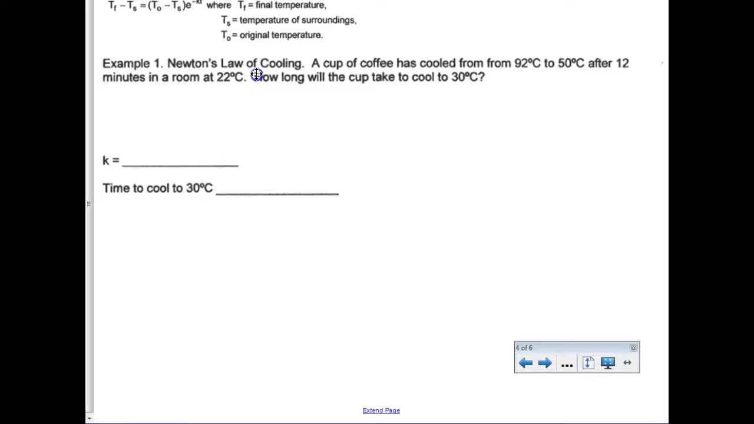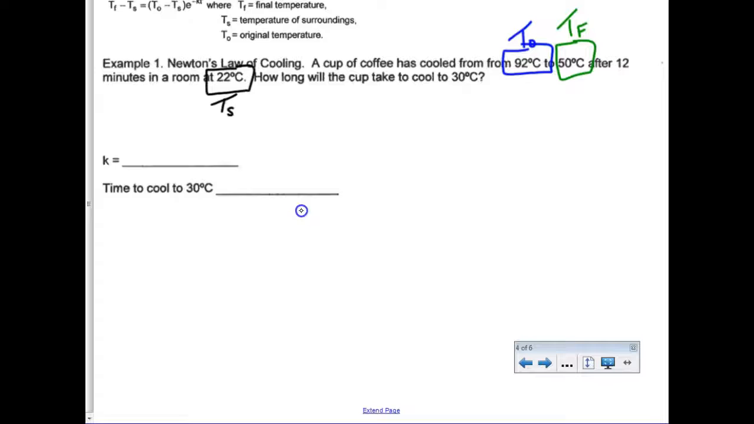So first example, Newton's law of cooling, a cup of coffee. It has cooled from 92 degrees Celsius to 50 degrees Celsius. So this number right here is your initial temperature. It starts off at 92 degrees Celsius. And then for part 1, they want your final temperature to be marked at 50 degrees. And then it says in a room of 22 degrees Celsius. This is the air temperature, so that's the temperature of your surroundings.